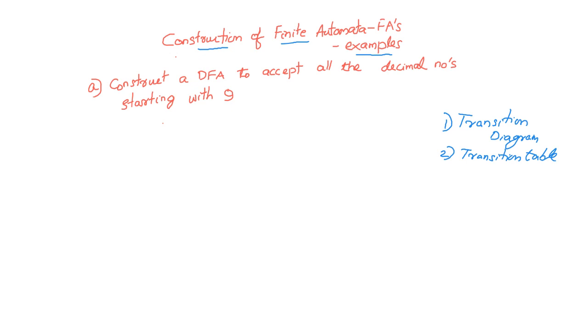Again, in this video, we are going to look at the construction of FAs using transition diagrams. A transition table is also a very elegant way of representing an FA. So we will look at that method also in our future videos. But in this video, we will be focusing on the creation of FAs using transition diagrams. So let's look at the example which is given here. We are asked to construct a DFA to accept all decimal numbers starting with 9.